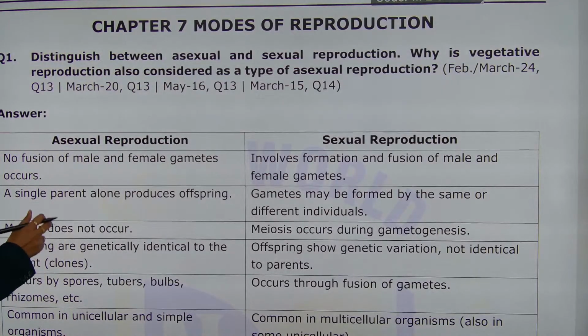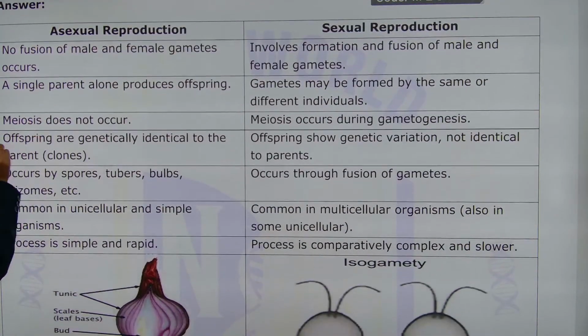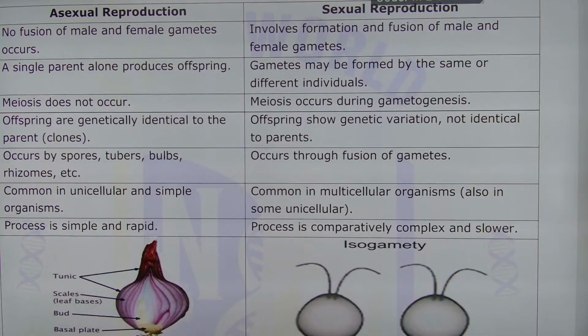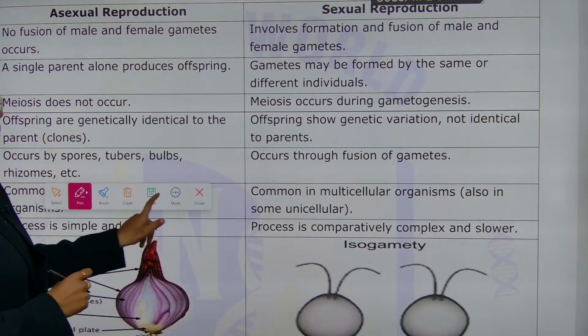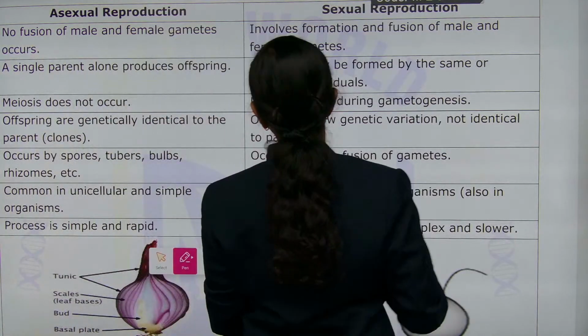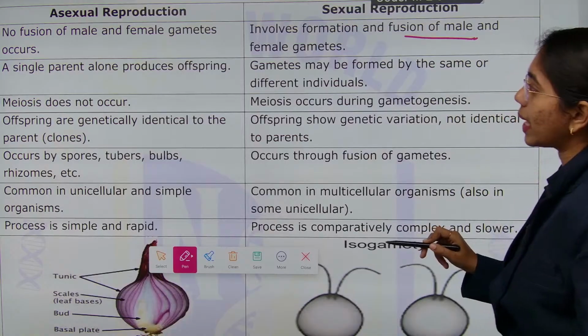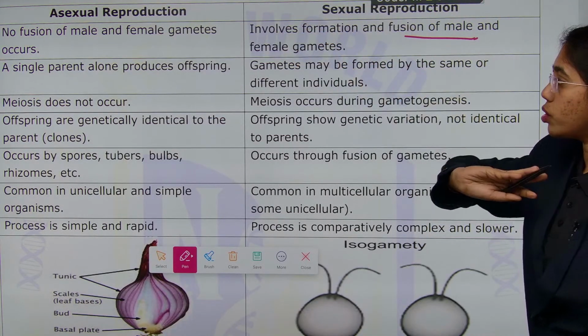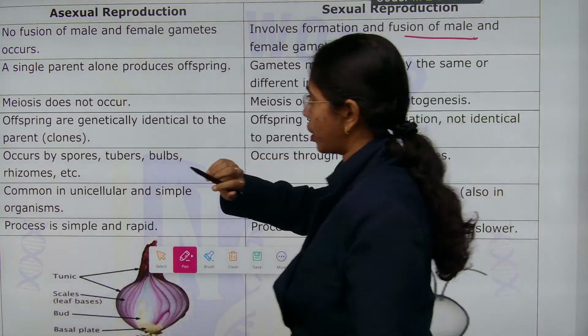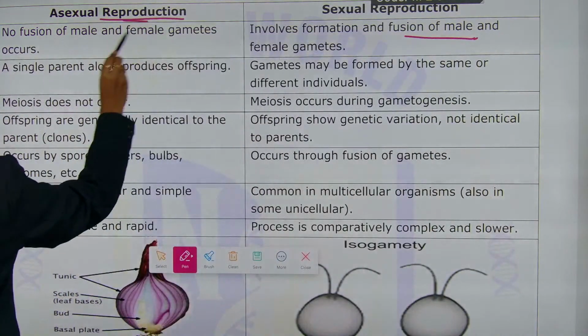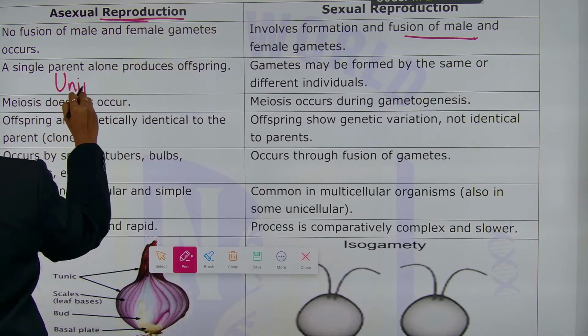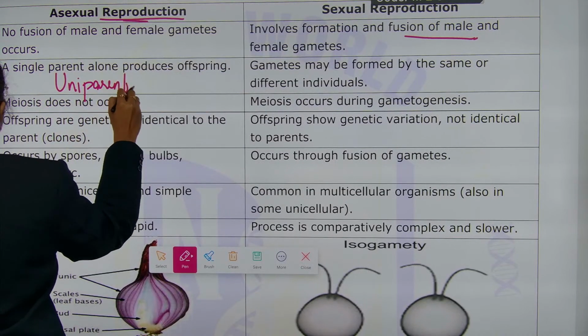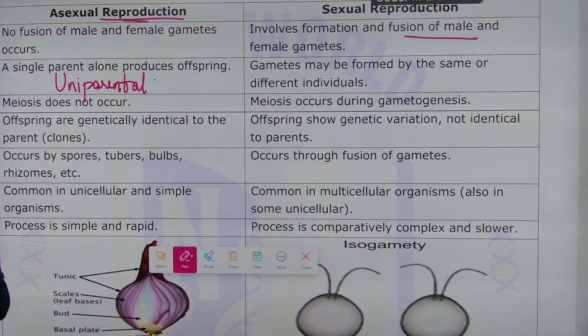So, you have to highlight first asexual reproduction and sexual reproduction. In asexual reproduction, there is no fusion of male and female gametes, but in sexual reproduction, formation of the gametes and fusion of the gametes occur. In asexual reproduction, a single parent is present, so this is uniparental. A single parent will give rise to the offsprings.